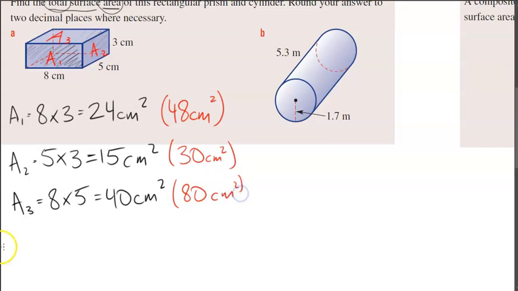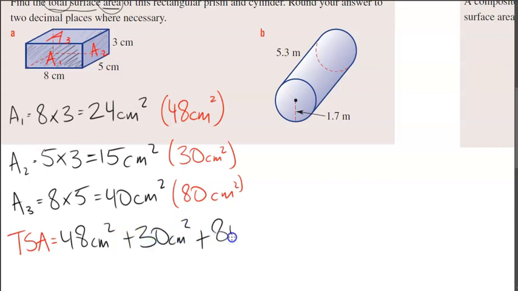And then to get our total surface area, which we'll call TSA, this is just adding all of those areas up. So 80 plus 30 is 110. And 110 plus 48 is 158 squared centimeters. So that is our total surface area. Or in other words, if I were to get 1 by 1 centimeter square, and I were to paste this on this box, it will cover the whole box, and exactly 158 of these squares will cover this whole box.